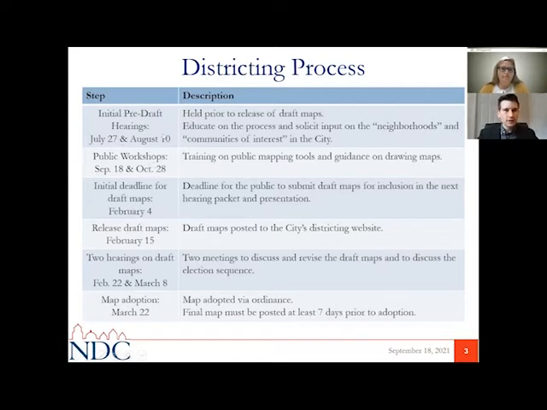The first 2 hearings took place earlier this summer, and these were held at city council meetings. The law states that these have to take place before any draft maps are presented to the council. These were held to educate on the process and solicit input on neighborhoods and communities of interest in the city. Now we are going to have these 2 workshops, one today and another on October 28th.